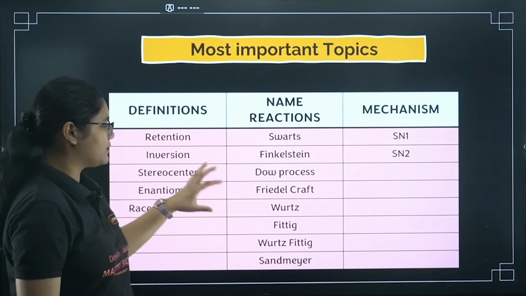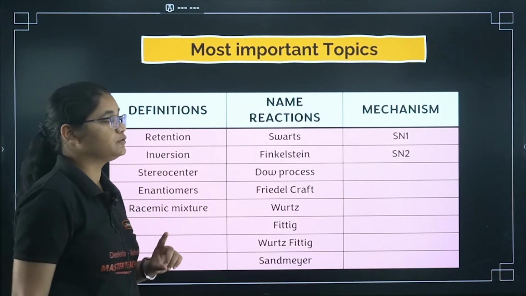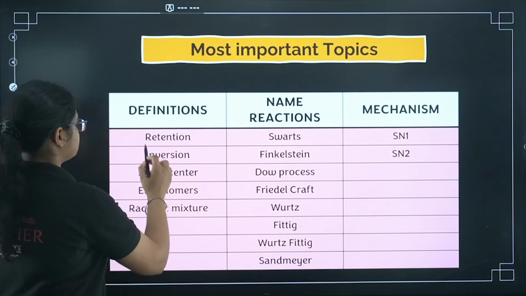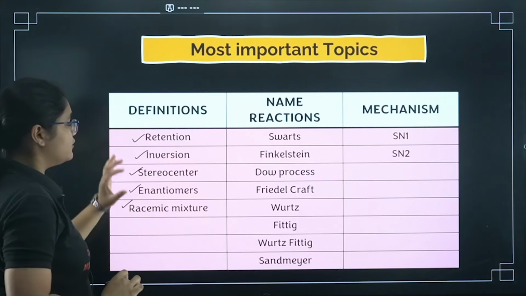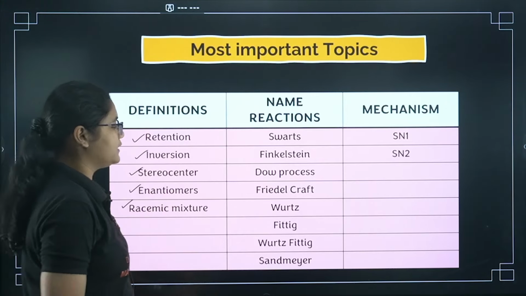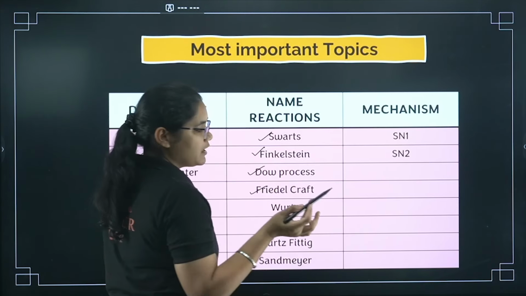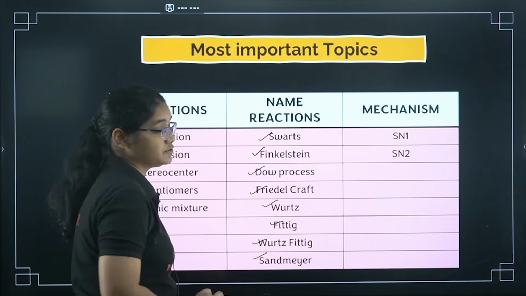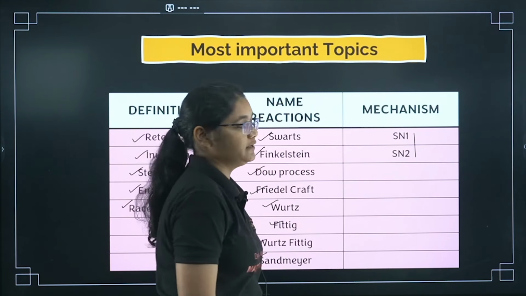Students, now let me tell you that if you are studying this chapter, there are some important concepts that you should not miss at all. The first one is the definitions like retention, inversion, stereocenter, enantiomers, racemic mixture. Then all the name reactions you should prepare: Swarts reaction, Finkelstein, Dow's process, Friedel-Crafts alkylation and acylation, then Wurtz reaction, Fittig reaction, Wurtz-Fittig reaction, and Sandmeyer reaction. Then we have the mechanisms, SN1 and SN2 reactions.